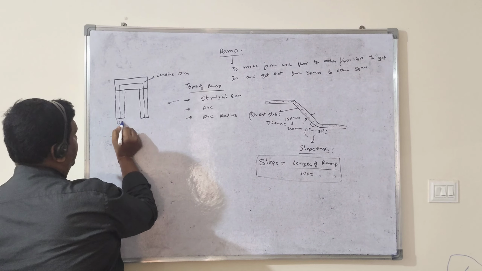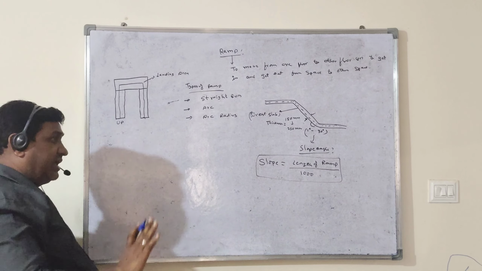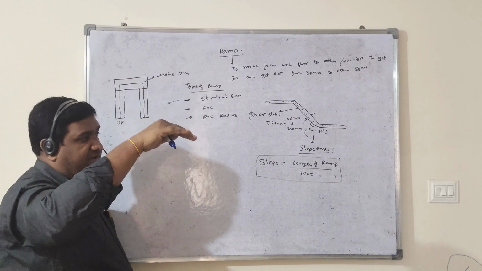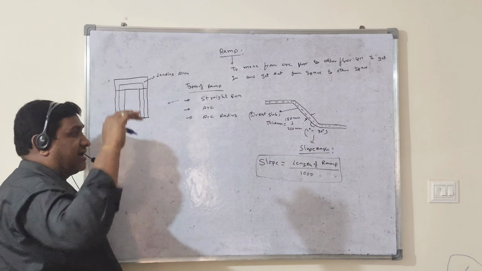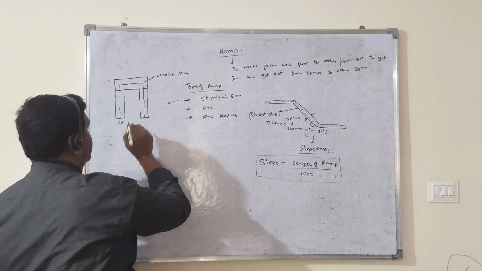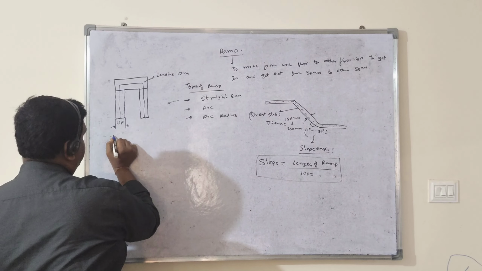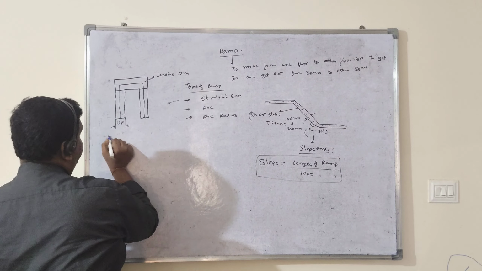And here we will put it as up. Up means from here we are going up, and in between there is a landing, and after the landing again up. Like that we are going to move the point. So here where the width is coming, this width we will call the run width.